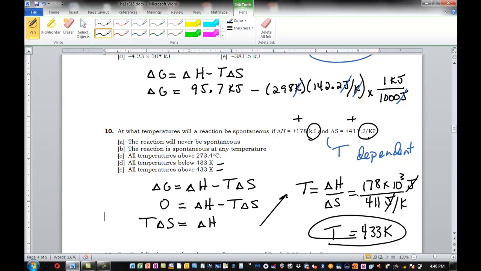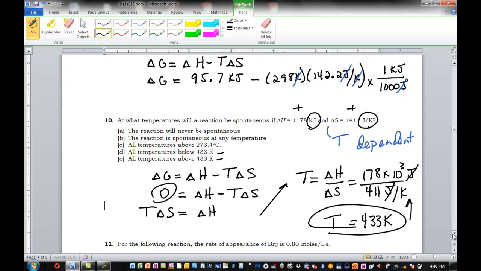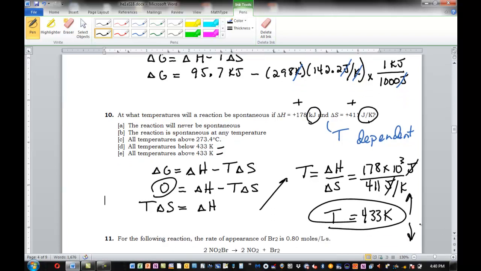Is it spontaneous? And that's where delta G is 0. So is it now going to be spontaneous above that temperature or below that temperature? And the way I like to think about this is endothermic. Endothermic reactions, we have to add heat. Oh, add heat. Increase the temperature. Increase. So go above 433. All temperatures above 433. Okay? So endothermic reactions are favored by raising the temperature.